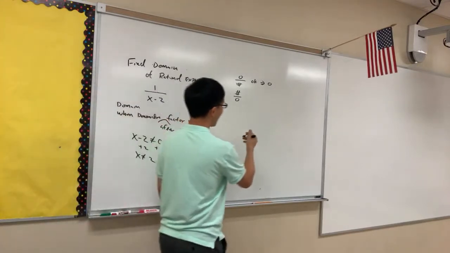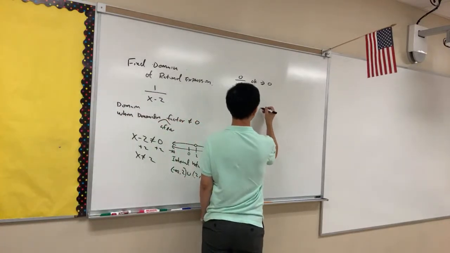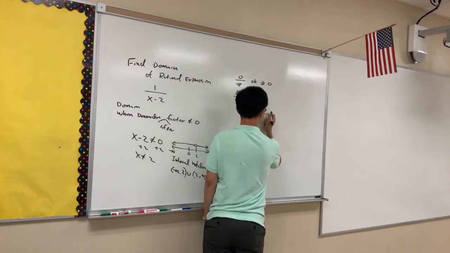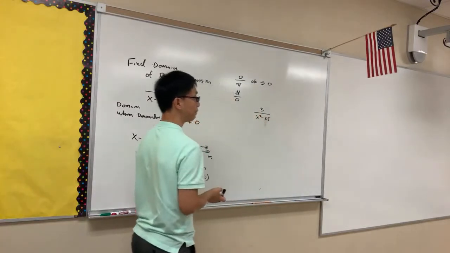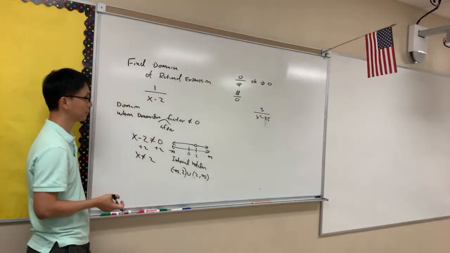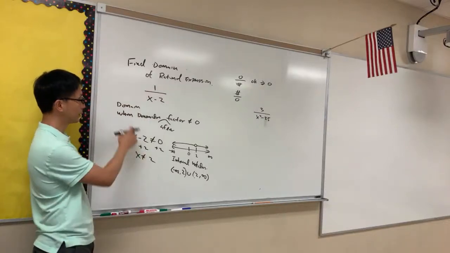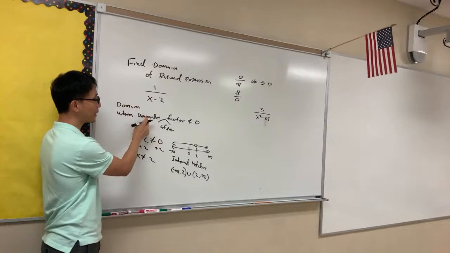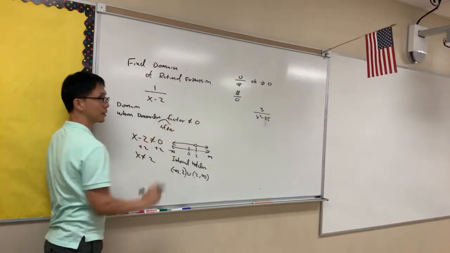Okay, so I'm going to give you another one that's a little bit harder. Let's say it's 3 over x squared minus 25. How do I find the domain of these functions? The domain of rational functions is where the denominator, after factoring, cannot equal 0.